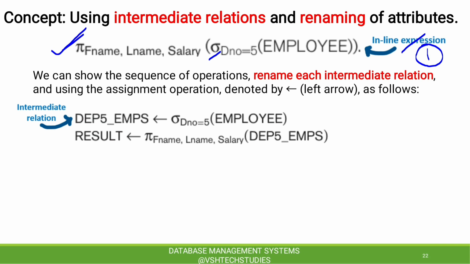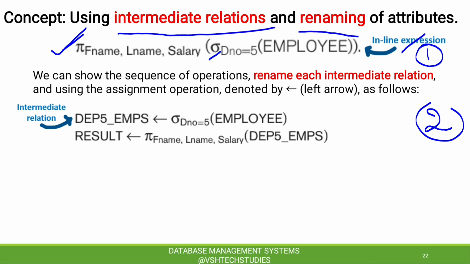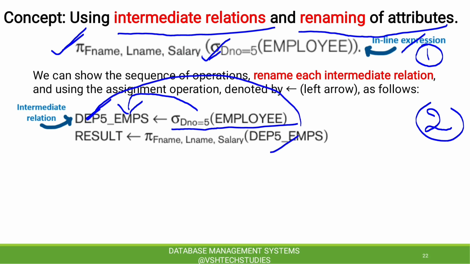So this was the inline expression, concept 1, in which all the operations are specified in a single relational algebraic expression. In concept 2 we have intermediate relations and, if needed, renaming of attributes. Here the select operation expression is written, and the output it generates is named DEP5_EMPS. This is an intermediate relation, not the final result. It is given as input for the next project operation, and what that generates will be the final result.